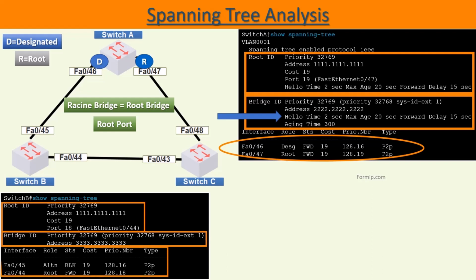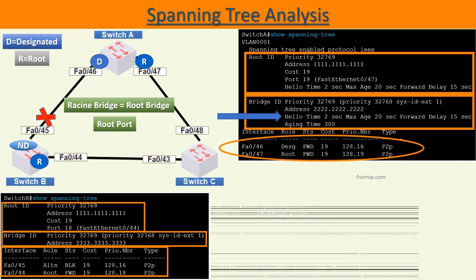And finally, in this part we see 2 interesting things. Port 45 is a port which carries the role of alternate and is in blocking mode, and port 44 is a root port in forwarding mode. Remember, I told you that a blocked port was a port with the role of not designated. Here in the spanning tree by VLAN, a blocked port carries the role of alternate. With the information that we just found on switch B, we can add other information on our topology.